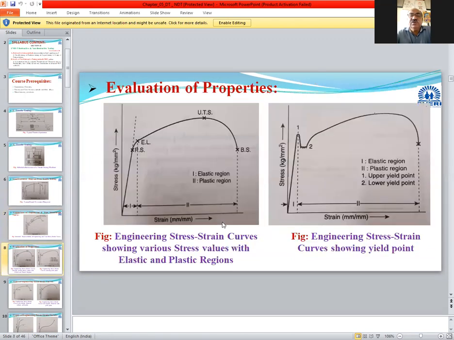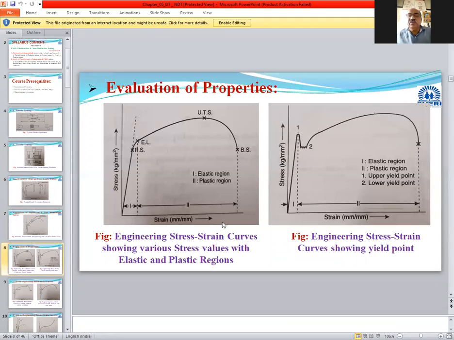So here is also evaluation of properties. Engineering stress strain curve showing the various stress values with the elastic and plastic regions. So this side, elastic and plastic regions means before yield point, elastic region is there, after yield point, plastic region is there. And this right side, engineering stress strain curve showing the yield point.